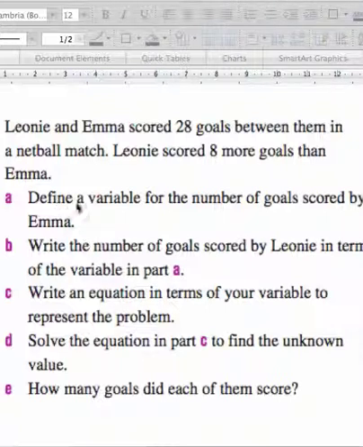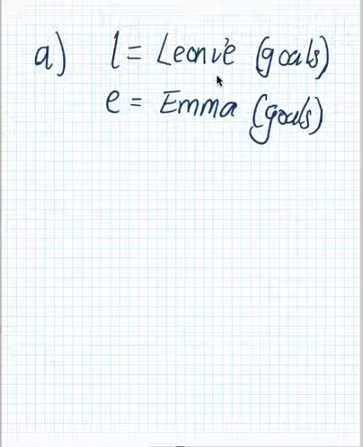Define a variable for the number of goals scored by Emma. And we can also do one for Leonie. So for A, I'm using L for Leonie. It's not just her name, but the amount of goals she scores. That's why I've got goals in brackets. And E for Emma, and the number of goals she scored during this netball match.